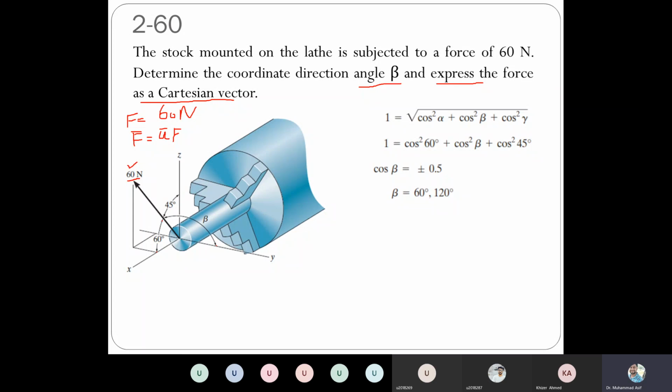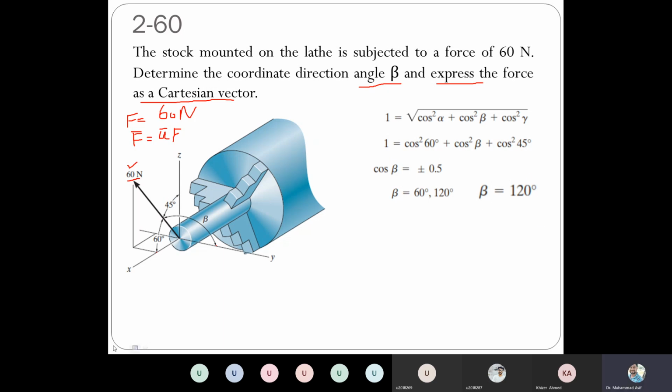So if this is 60 up to here, then obviously the remaining should be equal to 120, because 60 is not possible, right? So that means the beta angle is 120. So this was the first part.